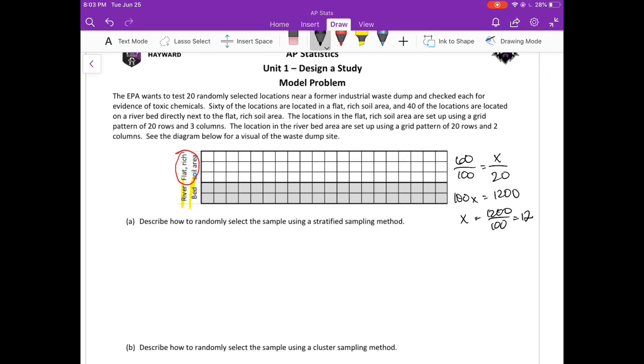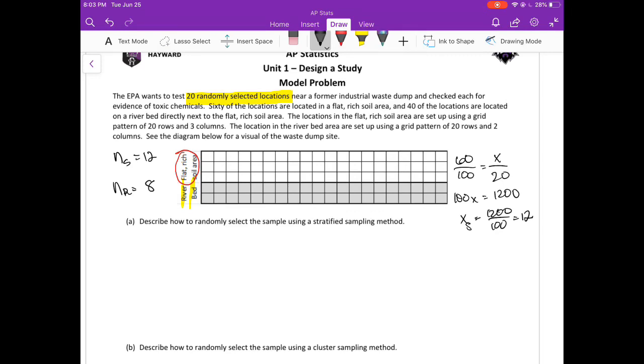And then from there, since we're picking 12 from the flat, rich soil area, and we know that we want a total of 20, that means that our sample size, n_s, small n, I'm going to write it over on the left side. The sample size for our flat, rich soil area is going to be 12. Since we want a total of 20, we know that the riverbed has to be 8 to get us that amount. Okay.